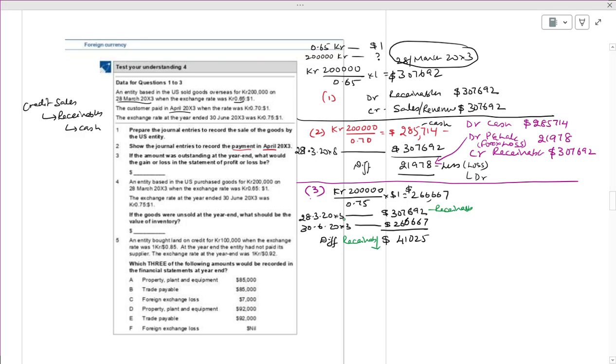The receivables are decreasing, meaning you are going to receive less. Is it a gain or loss for you? Loss. Debit will be profit and loss account, foreign exchange loss, only the difference: 41,025. Next, credit will be what? Your receivables are decreasing. Asset is decreasing. When an asset decreases, credit will be receivables: 41,025.